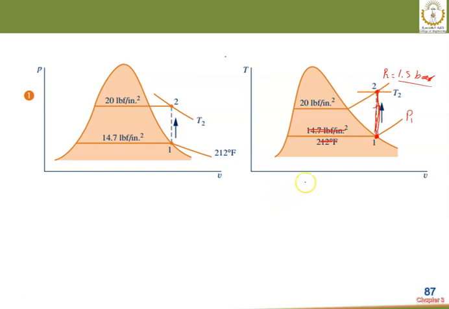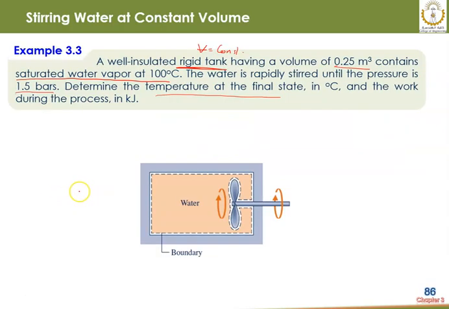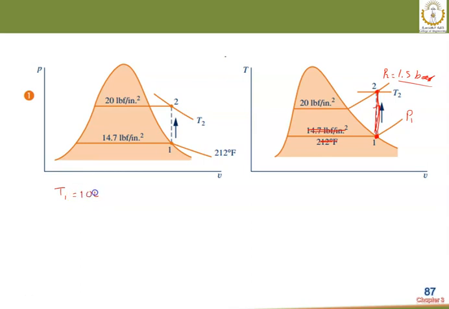So what do we have here? In state 1, we know that T1 equals 100 degrees Celsius, and this is saturated vapor. So we go to the saturated table A2, and we find what is Vg at 100 degrees Celsius. This is the saturated vapor, this here is Vg, and that's at 100 degrees Celsius.